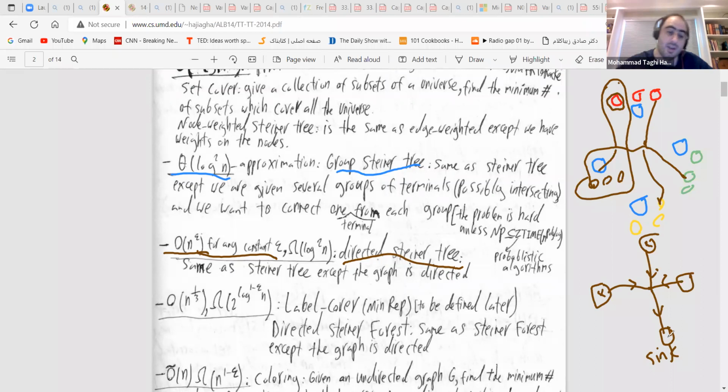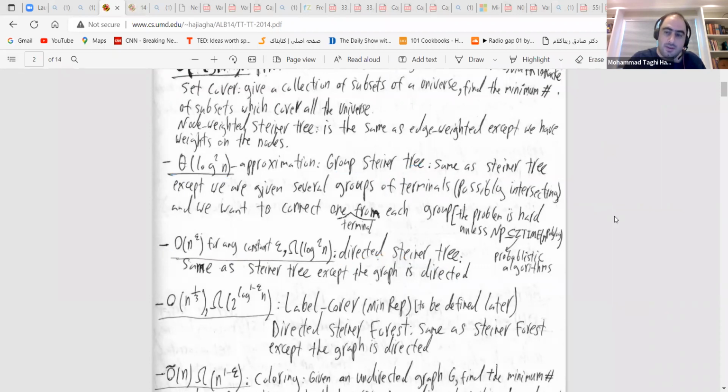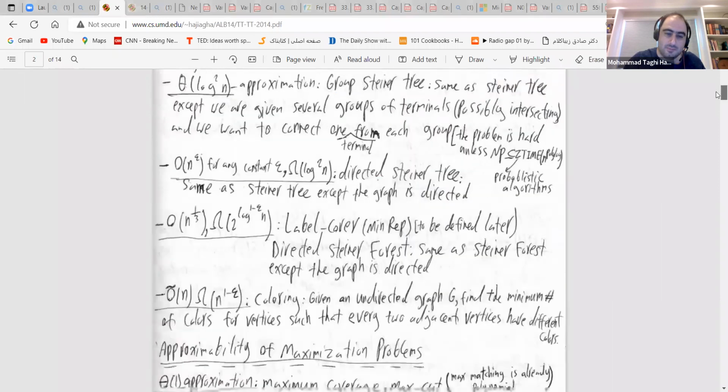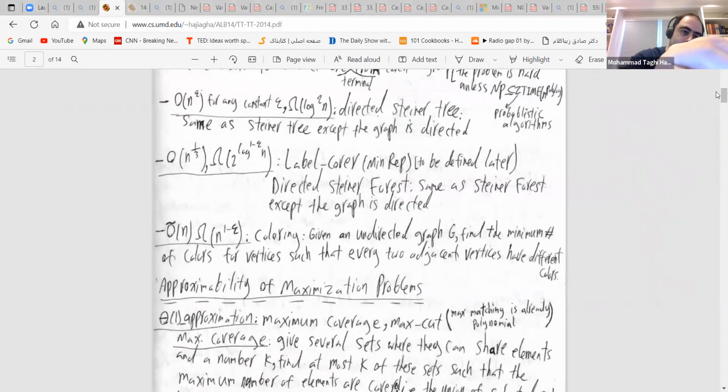This is called directed Steiner tree. For this problem, there is an n to the epsilon approximation for any constant epsilon, and the hardness is log n to the 2. And so that's another problem that is a bit next level. Then after that, there is this set of problems. It is called label cover problems.